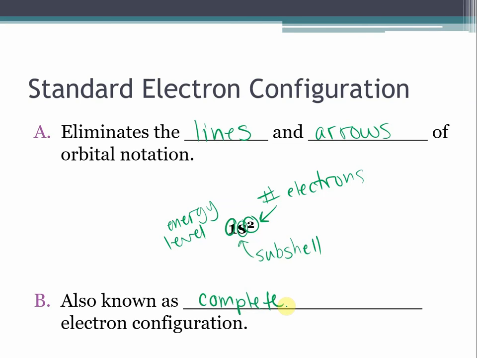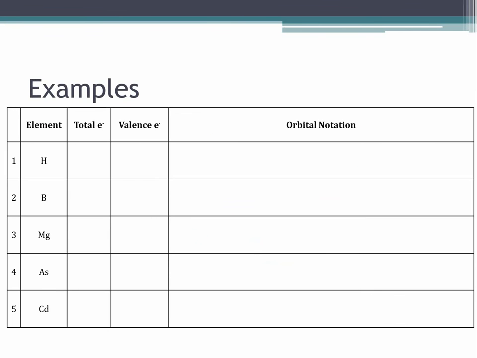Our next abbreviation is going to cut a whole bunch of that out. So for right now, we're still talking about every electron. It is the complete electron configuration. So we're going to look at some examples. They might look familiar. We just did them. So you can sort of compare what we're about to do to what you have written down in your notes already. All right, let's look at hydrogen here.